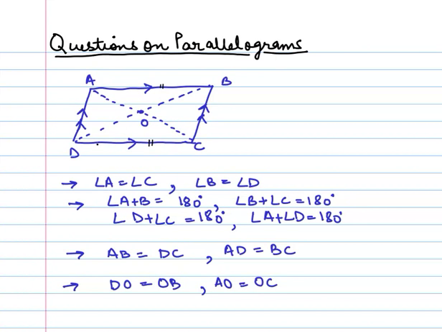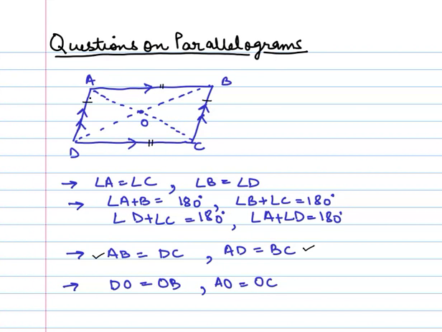So AB is parallel to DC, and AB is also equal to DC. This is one property. Also AD is parallel to BC, and AD is also equal to BC. So this is another property.